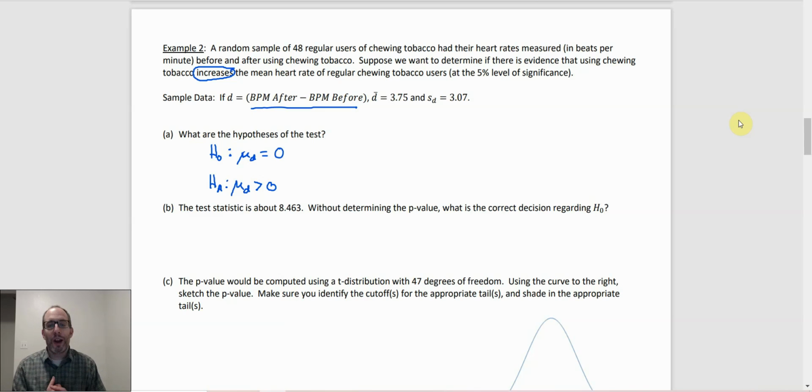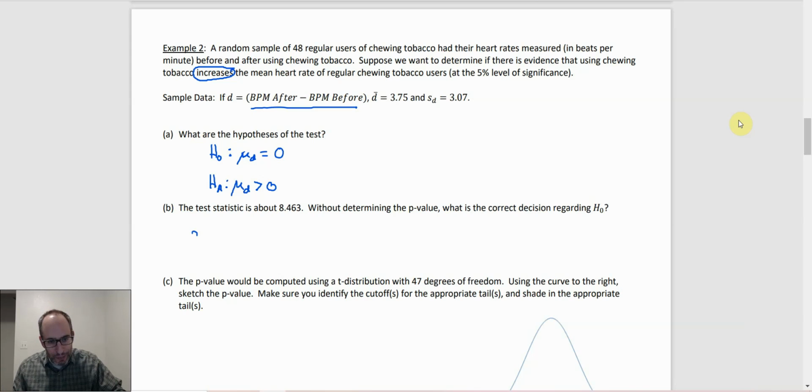This is one where I think you can make the decision without even getting the p-value, because when you think about what that means, that test statistic of 8.463 means that our sample mean difference is 8.463 standard errors above 0. That's pretty far. Usually you end up rejecting the null when it's more than 2 away from 0. 8.5 roughly? Yeah, we're going to reject the null.